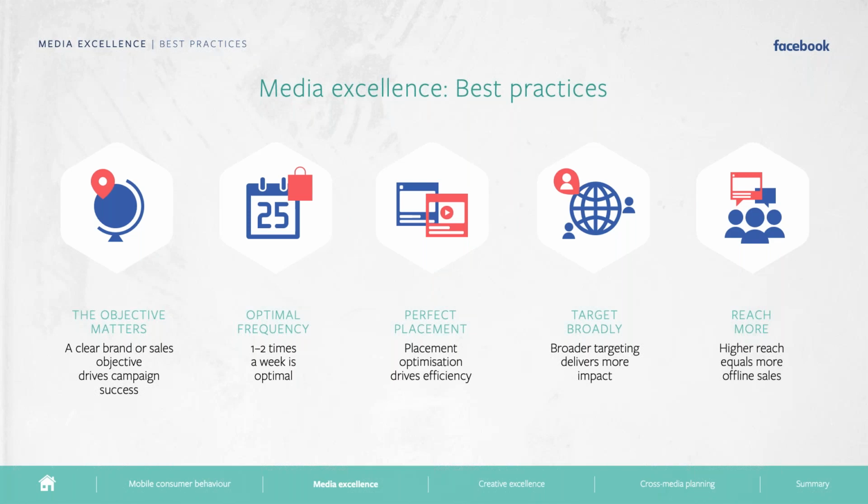So to wrap this section up, always set the right objective and avoid using engagement metrics such as clicks. Think about your message complexity and adapt your frequency accordingly. 1 to 2 times per week is a good starting point. Make sure you buy across placements and platforms in order to drive efficiency and effectiveness. Target as broadly as possible in order to attract new category buyers and increase your brand's market share. And try to reach as many people as your budget allows without sacrificing frequency. And remember, higher reach equals more offline sales.